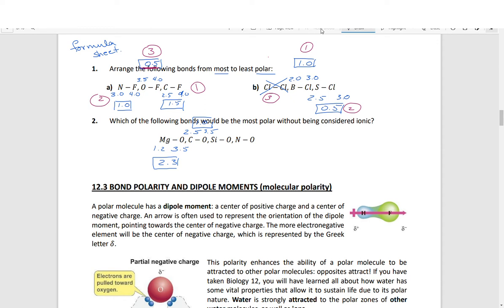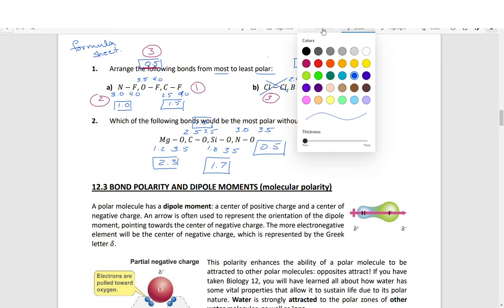Silicon, it'd be really nice if there was a little more space here, sorry. A 1.8 rating and a 3.5 rating, so a 1.7 difference. And then nitrogen, oxygen would be a 3.0 and a 3.5, giving me a relative difference of 0.5. So now we have to make sense of these numbers, and that's where having that reference page that was added in, not in your textbook, gives me a chance to rank these.